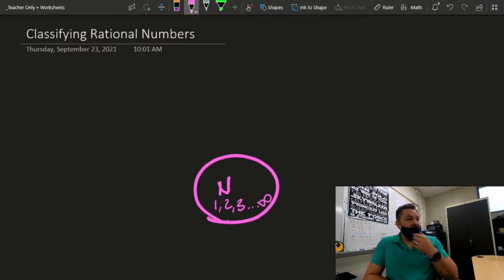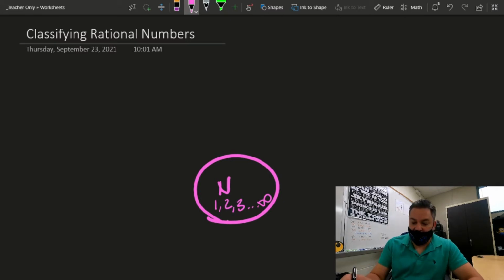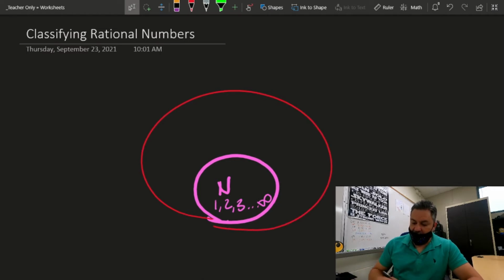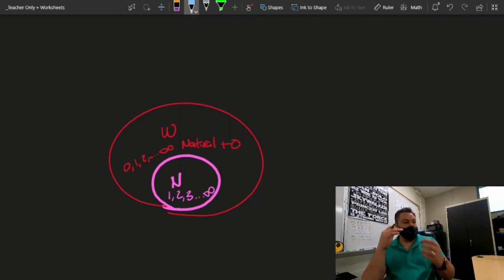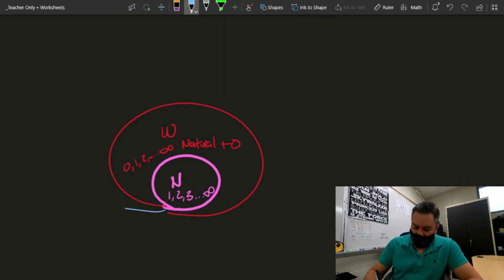Now, after the natural numbers, we're going to have the whole numbers. It's going to include all the natural numbers and zero. So you're going to have the naturals plus 0. For example, you're going to have 0, 1, 2, all the way to positive infinity.